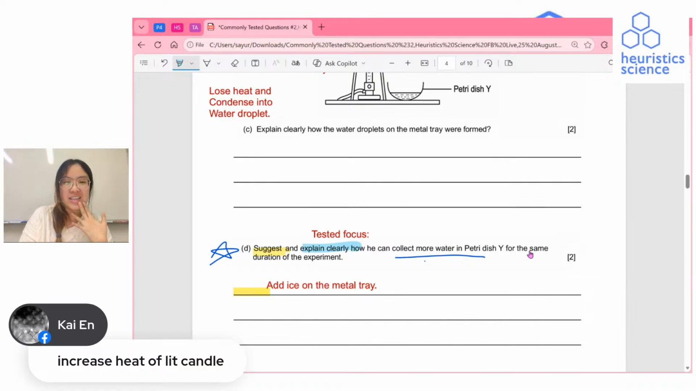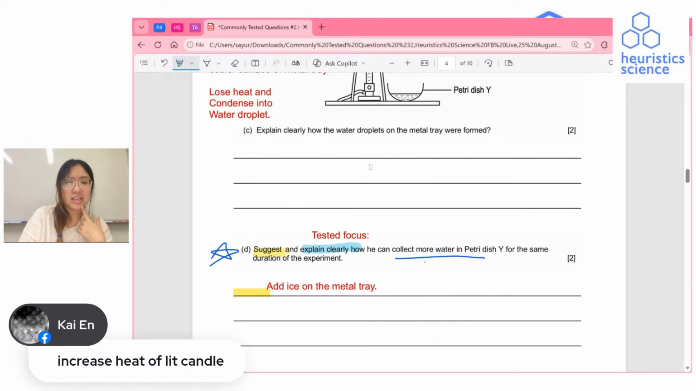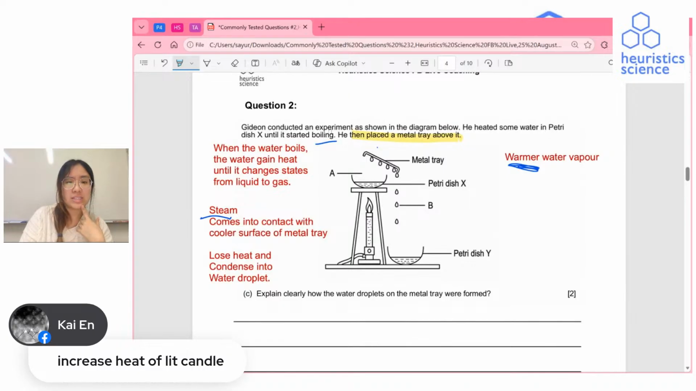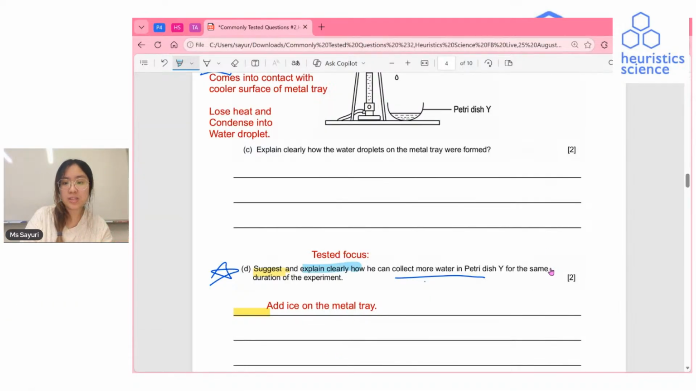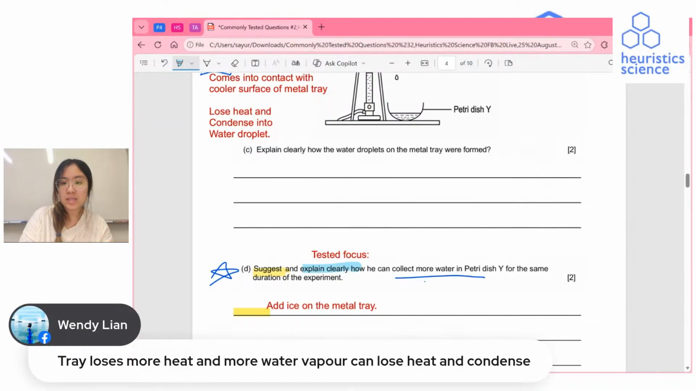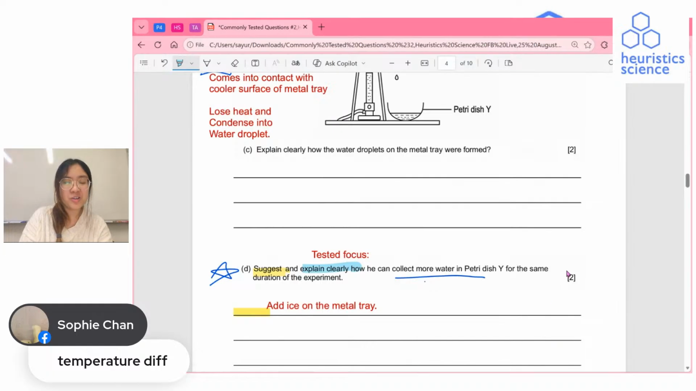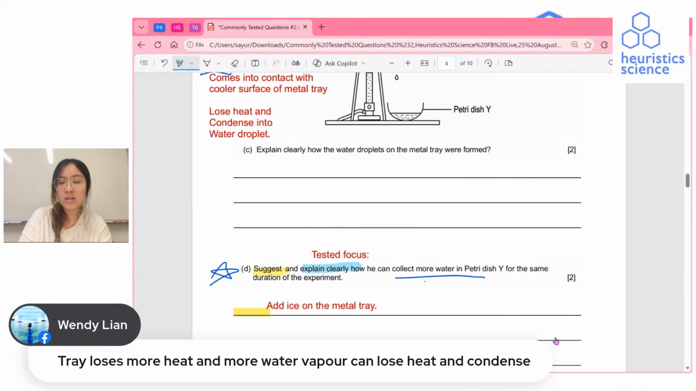Increase the heat of the candle is a little bit harder, because what it's going to do is that it will boil first. So still no. Adding ice cubes is better. Okay, let's just take a look. Yes, Sophie, very good. Temperature difference. So the tray loses more heat. No, it doesn't lose more heat, rather it loses heat faster.